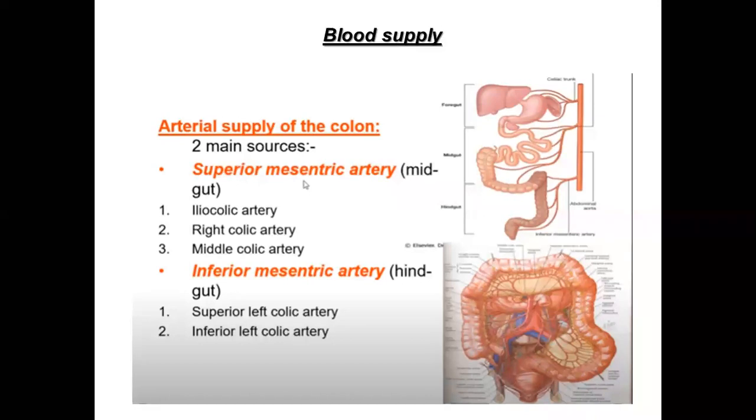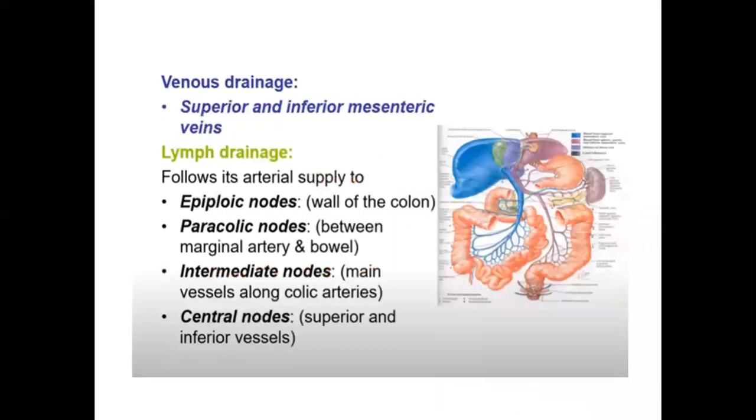The whole of the colon is supplied by the superior mesenteric artery and the inferior mesenteric artery. And in terms of venous supply, it is the counterpart of the artery, that is the superior mesenteric vein and the inferior mesenteric vein. In terms of lymph nodes, all of the lymph nodes of the colon ultimately drain into the celiac lymph nodes.